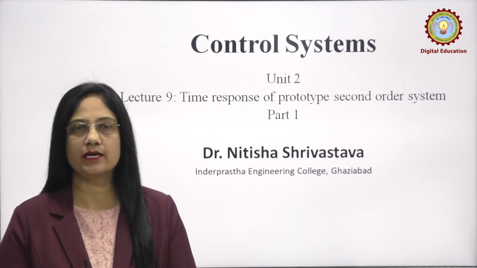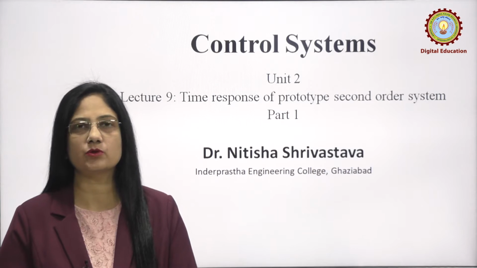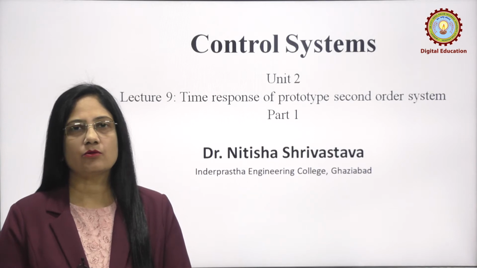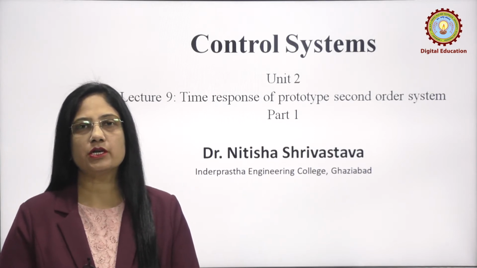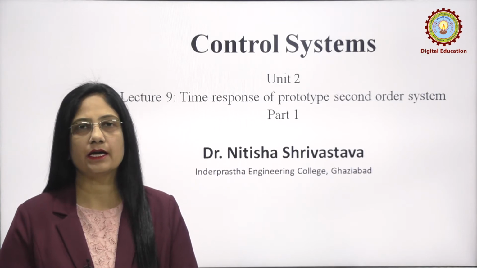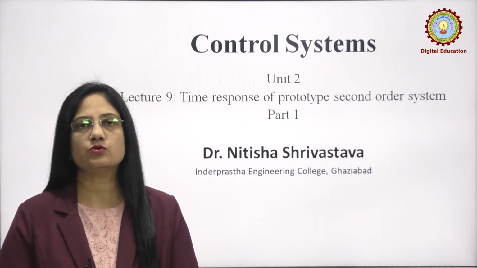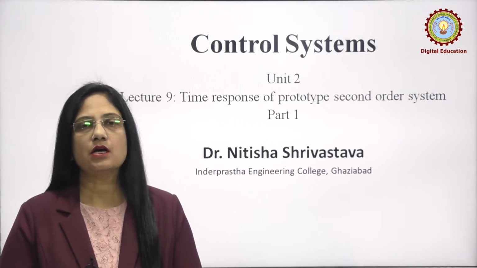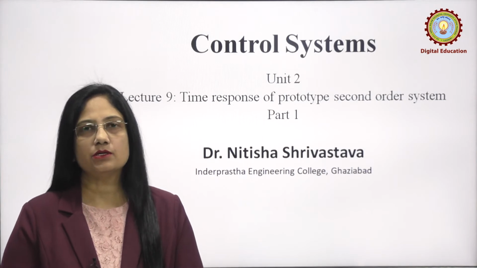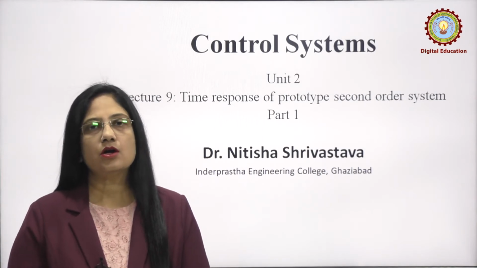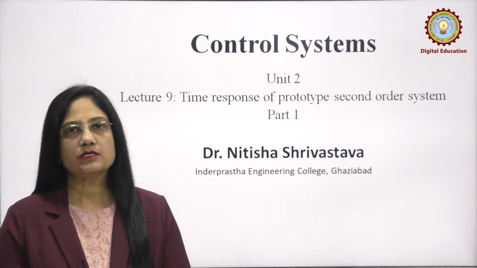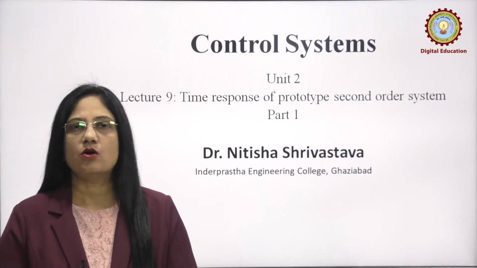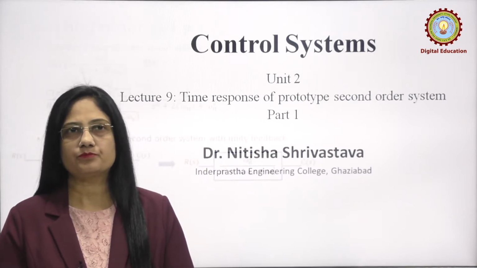In this lecture, we will look at the time response of a typical, that is prototype, second order system. As we know, the total order of the system for any particular control system is usually very high, but we reduce the order of the system to second order, and the mathematical analysis of a second order system is comfortable as compared to the higher order systems. Now, we will look into how we can determine the time response of a typical second order system.